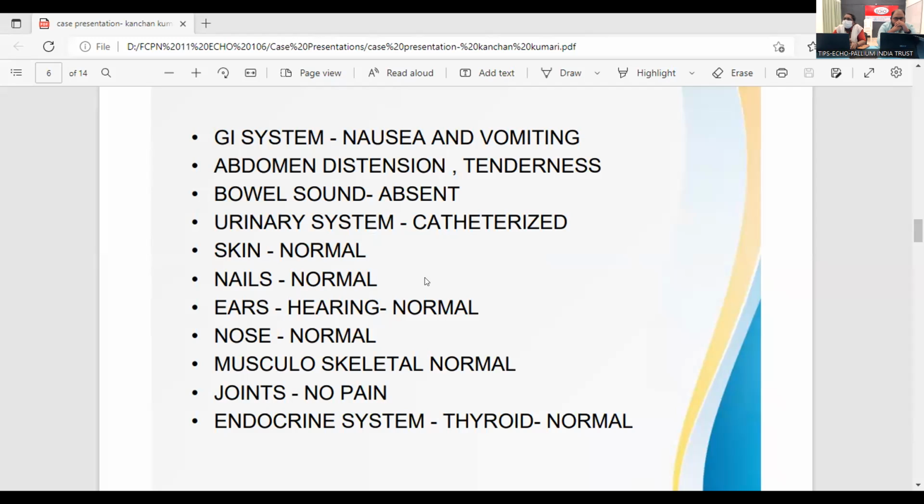Please unmute yourself and talk. The patient's problem has been corrected after surgery. Okay, thank you, ma'am. After surgery, we are able to manage these symptoms. Okay. Any other points?